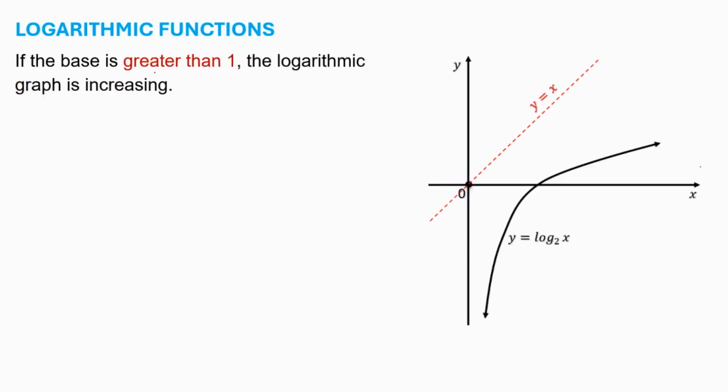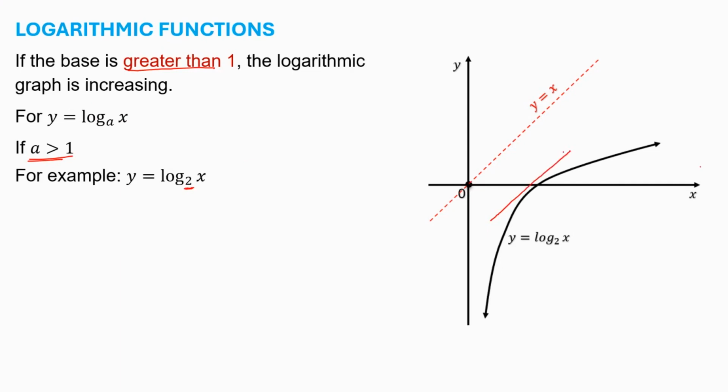Then if the base is greater than 1, the logarithmic graph is increasing. Like for y is equal to log x to base a, and if a is greater than 1, for example, if the base is 2, 2 is greater than 1, the graph is increasing. How do we see that? The gradient is positive. As you move from left to right, the graph is going up, meaning that the graph is increasing.